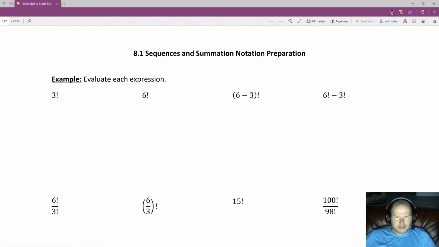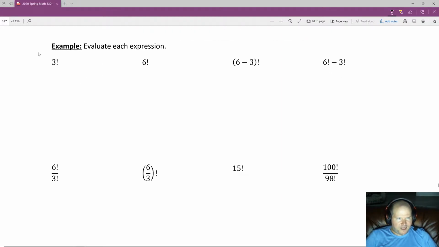8.1 Sequence and Summation Notation Preparation Part 2. So we are going to evaluate each expression. These expressions have factorials. So 3 factorial, if we expand that, is actually equal to 3 times 2 times 1. 3 times 2 is 6, 6 times 1 is 6, so this is simply equal to 6.